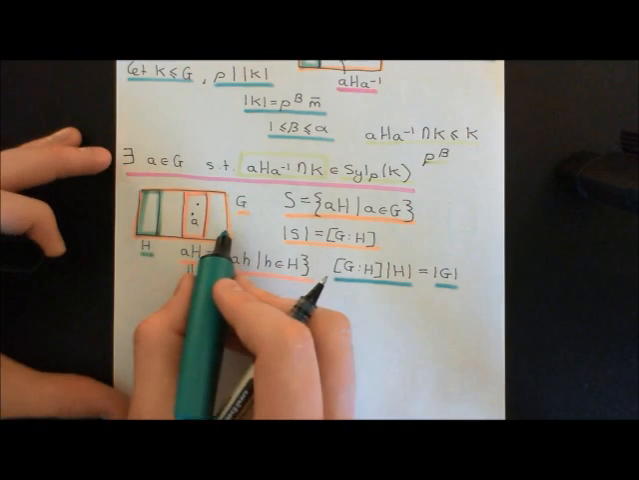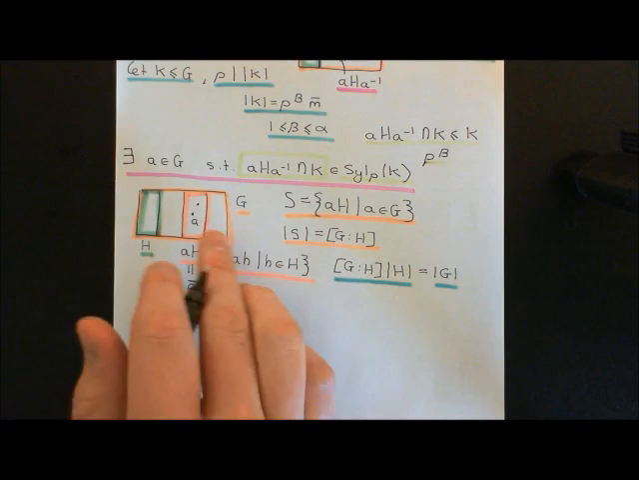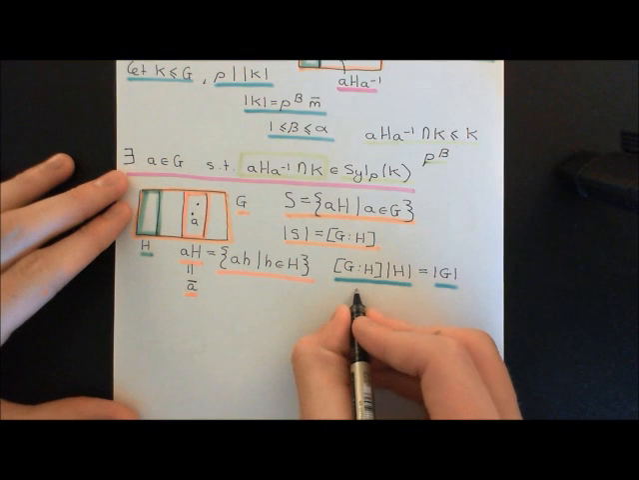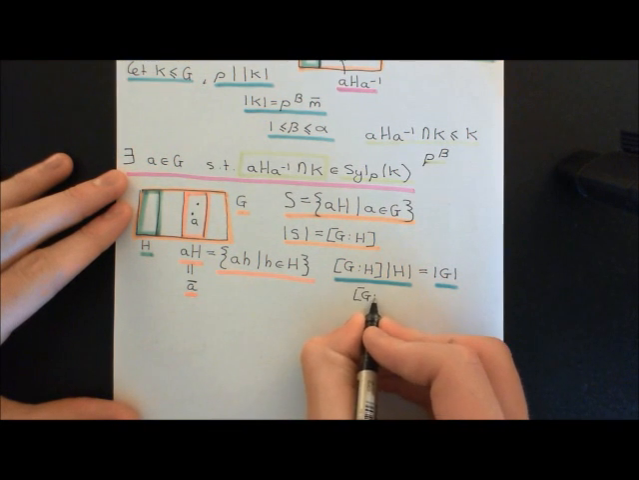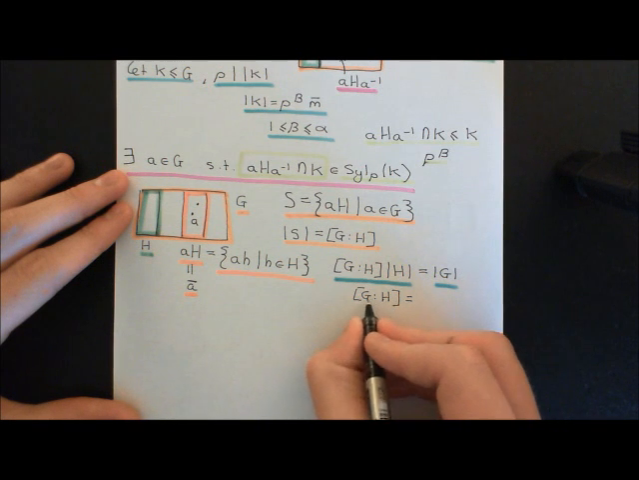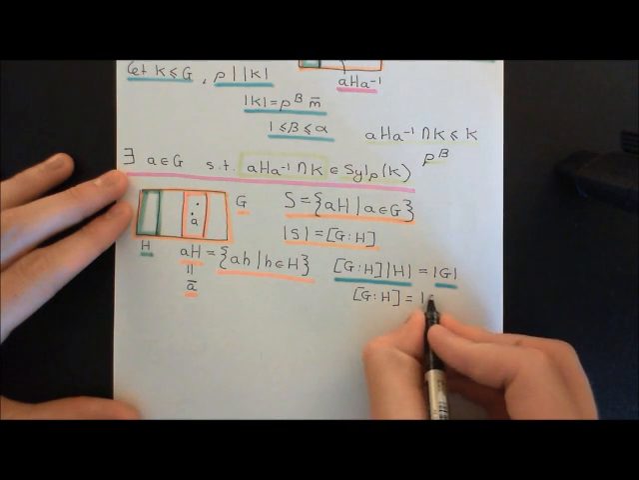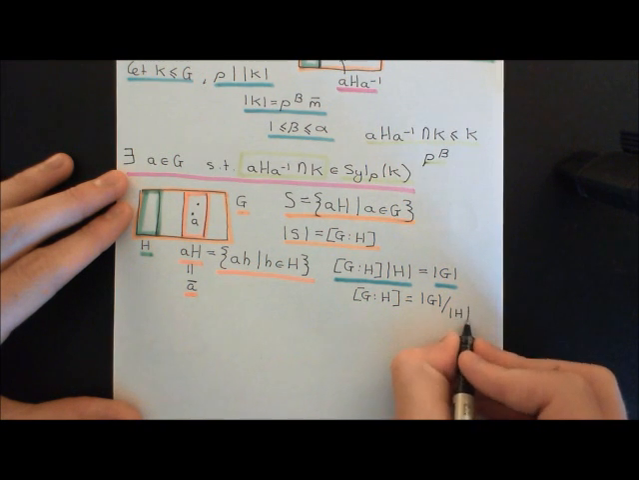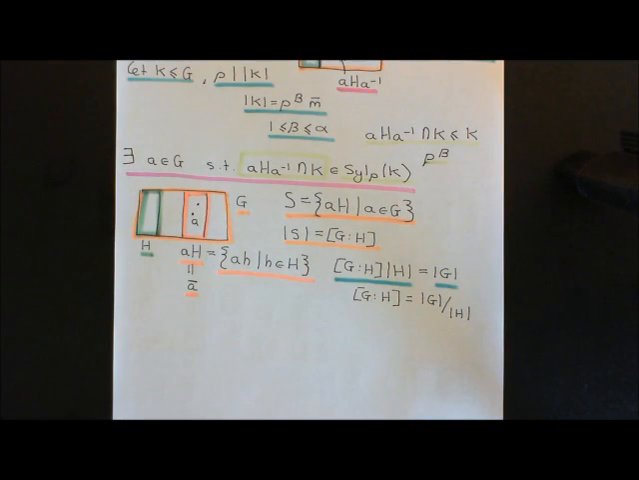It must do, because the order of the entire group is just the sum of the orders of all the left cosets. What that allows us to say is that the index of H in G, the number of left cosets of the subgroup capital H in the group capital G, is just the order of the group capital G divided by the order of the subgroup capital H.